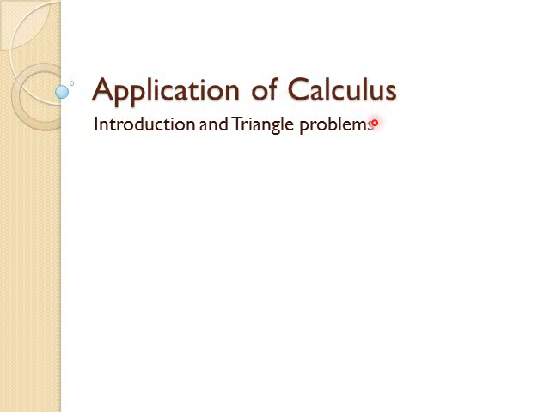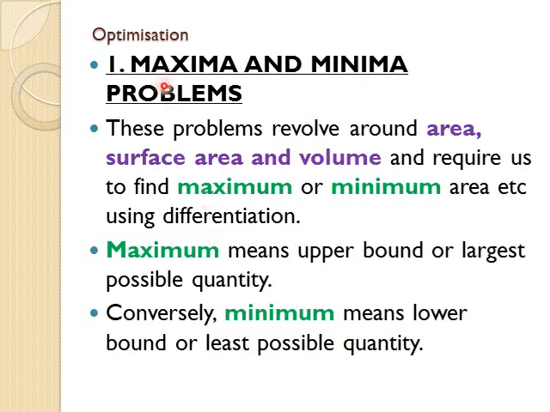I'm Mr. Simons, and in this lesson we'll be introducing you to application of calculus or optimization, and we'll be looking at the triangular problem. Right, so maxima or minima problems. Number one, they revolve around area, surface area and volume, and require us to find maximum or minimum area, etc., using the concept of differentiation, which we've learned in a previous lesson. Maximum simply means upper bound, the largest possible quantity. Conversely, minimum means lower bound or least possible quantity.